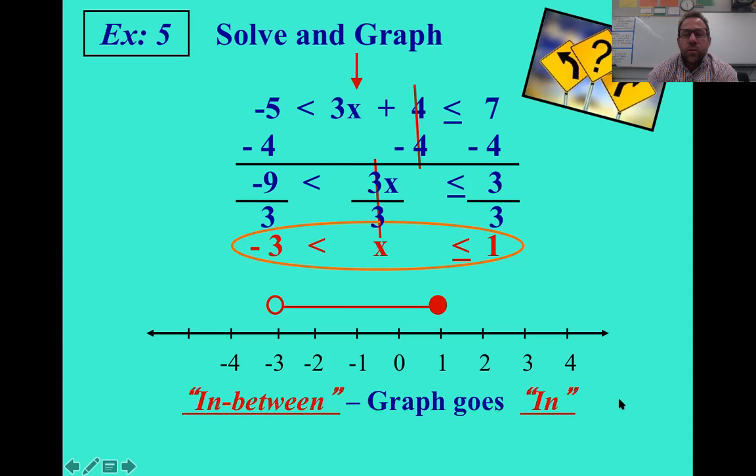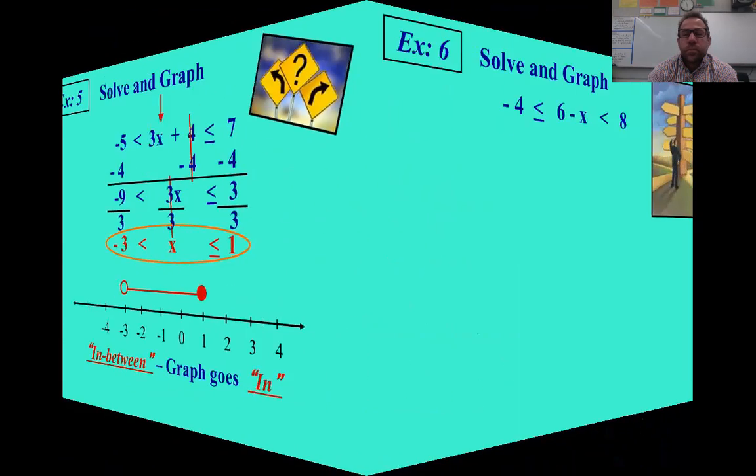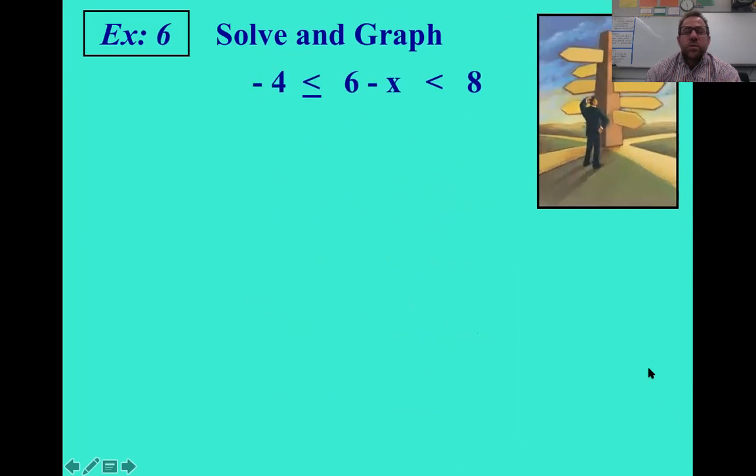All right. A few more examples. This is an in-between graph. It's going to go in, right? The variable is in between the two. Okay, once again, think about where that variable is. Where is that variable? It's in the middle. So this is going to be an in graph, right there. Okay, all right, there it is.